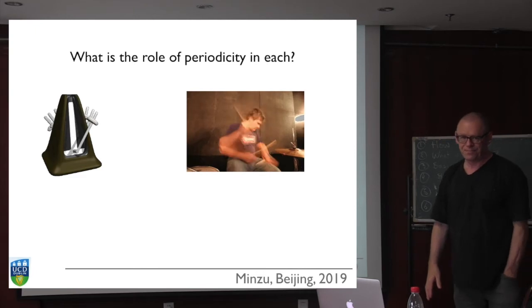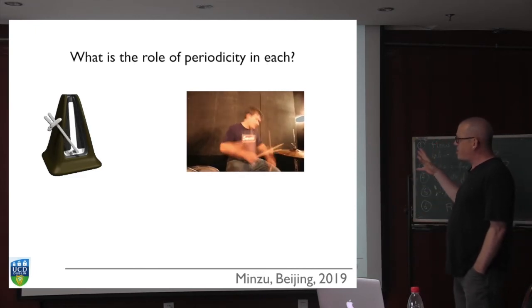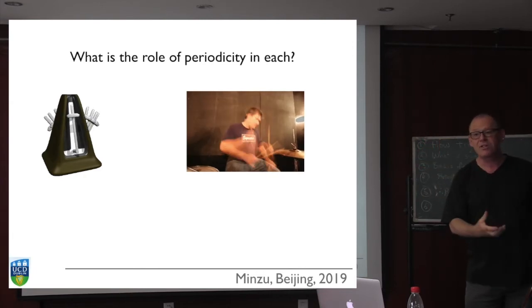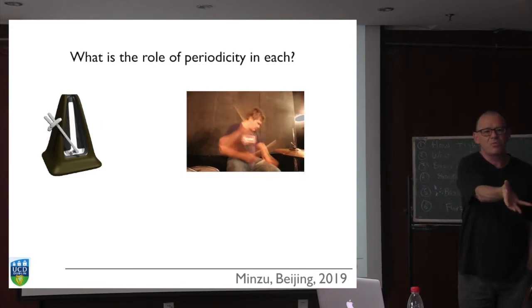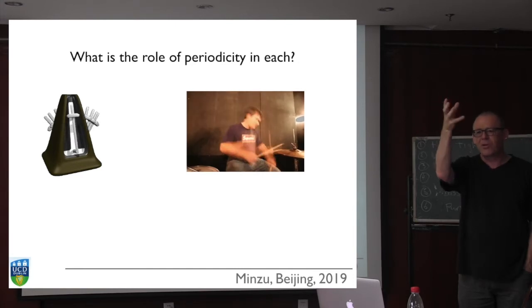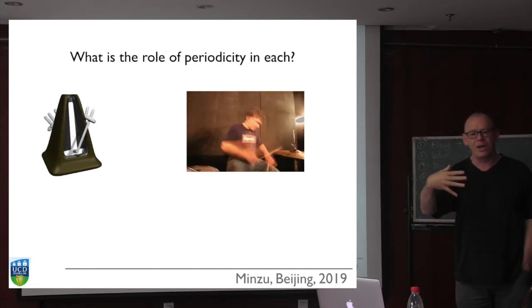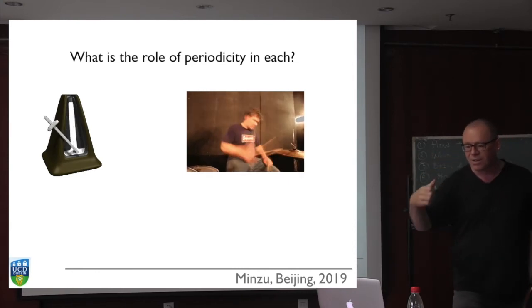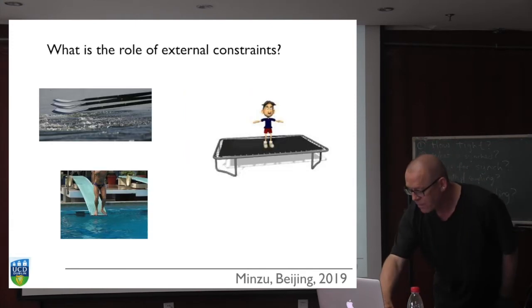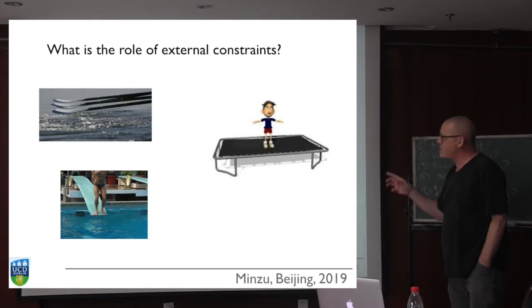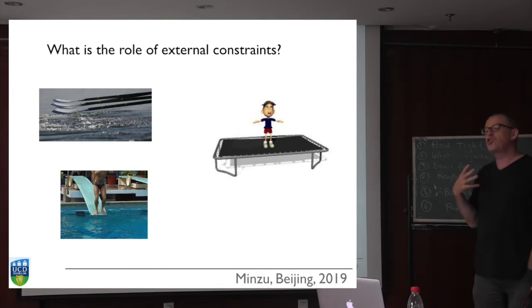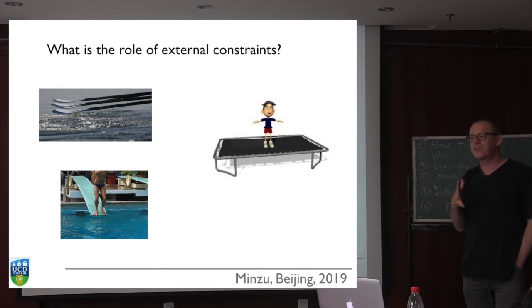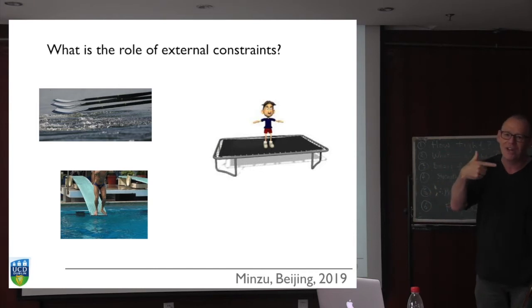Synchronization is not one thing. Periodicity is important for some of these behaviors. It's important for the trampolining, but not the diving. It's important for the synchronous swimming as an external timekeeper. It's important for the rowers. It's built into the pattern of rowing. It's not important for the rats. External constraints. So physics played a huge role in some of these, but not others. We shouldn't assume that because we're seeing synchronized behavior that this is either the plan or necessary. It's not necessarily imposed by the physics, but you have to take account of the physics.